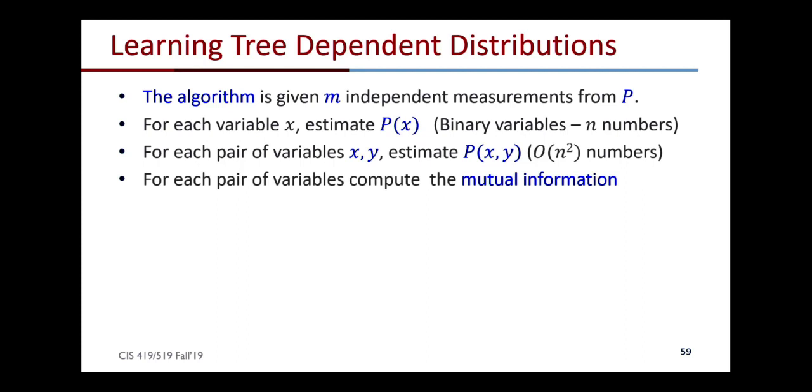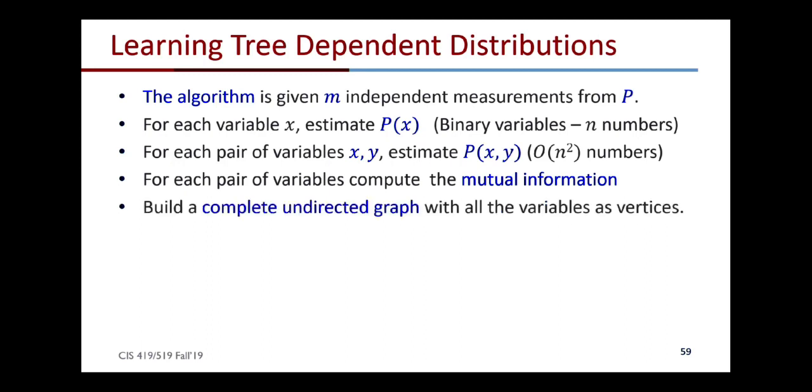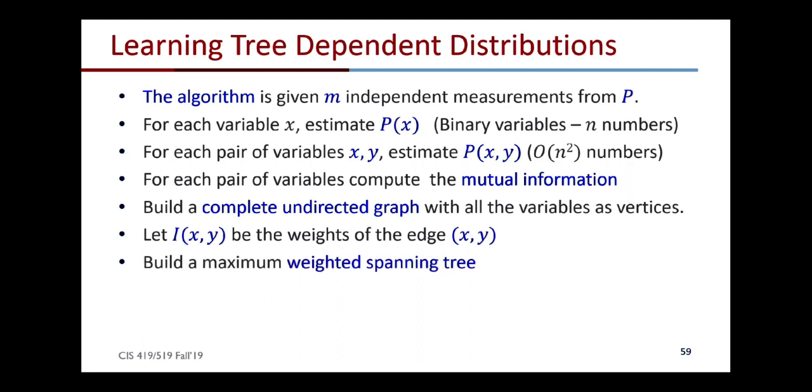For each pair of variables, now I have P of X, I have P of XY. I can compute the mutual information. Now that I have the mutual information, I can learn the structure. So I'm going to build a complete undirected graph with all the variables as vertices. Okay, so I put all the variables, now I build a tree on them. How would I build a tree? I'm going to put the mutual information on edges in this clique, and then find the maximum weighted spanning tree on this. So just to remind you, I'm sure you've all seen what is maximum weighted spanning tree.